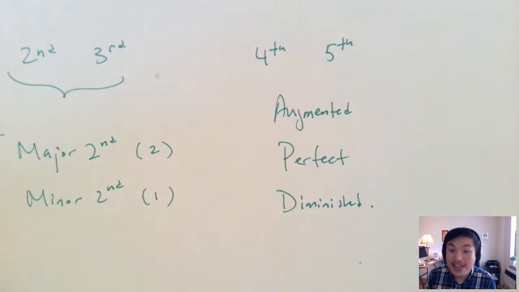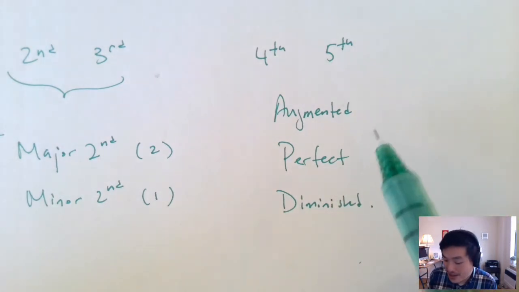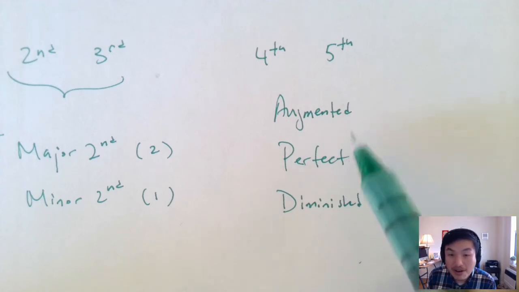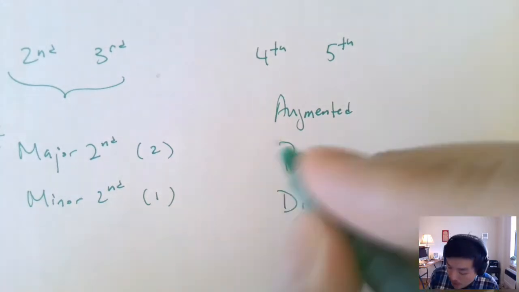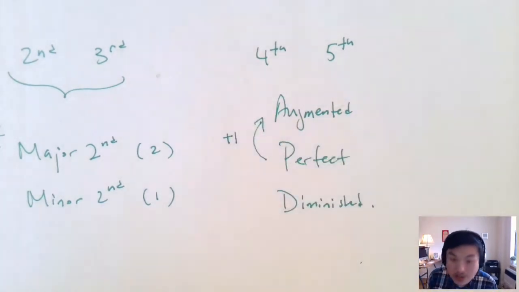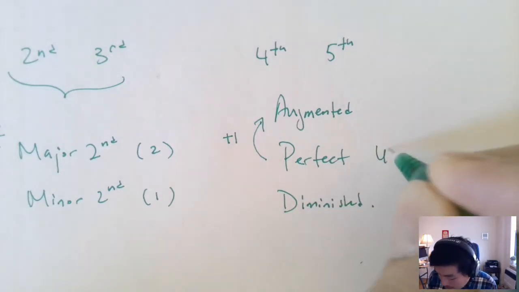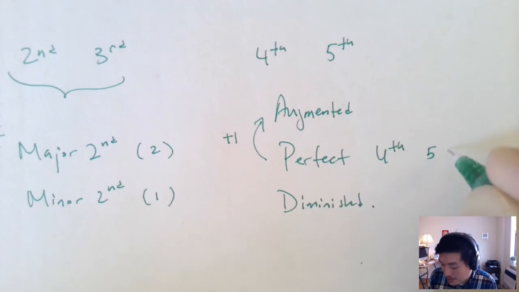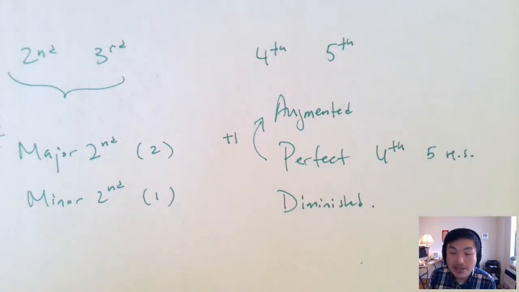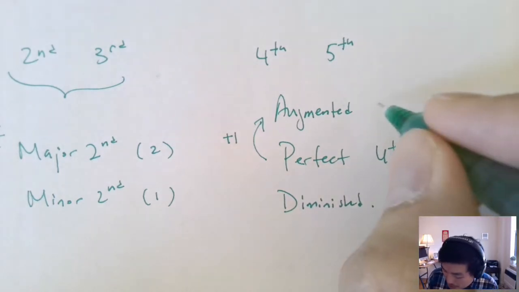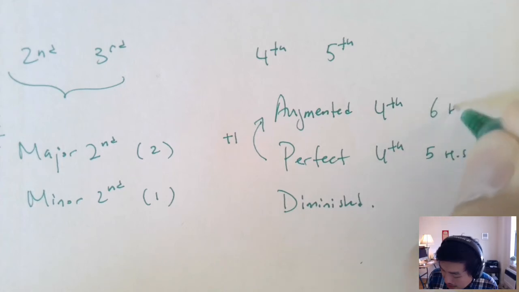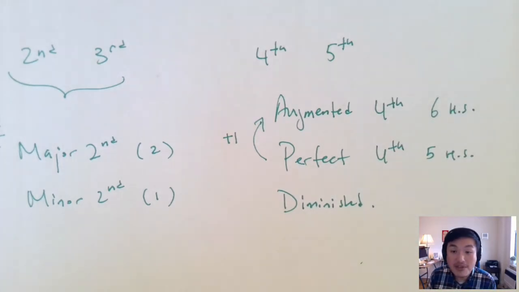As you might imagine, the relationship between augmented and perfect is that augmented has one larger number of half steps. So let's say you have a perfect fourth, which has 5 half steps, as I mentioned. An augmented fourth would have 6 half steps. Still a fourth, but if you find a fourth with 6 half steps, that's an augmented fourth.